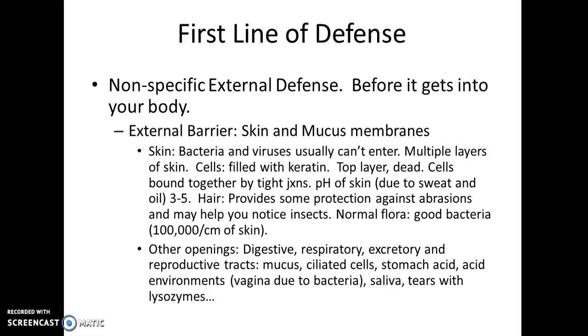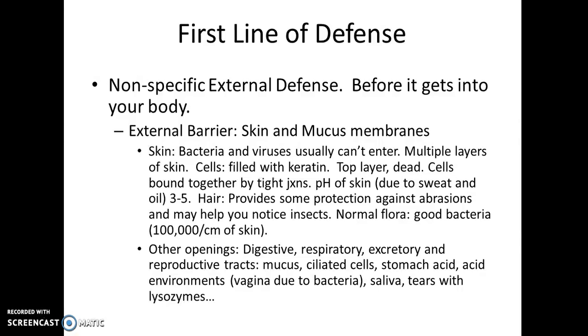Now, skin, the bacteria and viruses usually can't enter because the skin cells are filled with keratin. That's really tough. They're dead cells on top, and they're held together by tight junctions, so things can't get between the cells. So it's great. The pH of skin due to sweat and oil is slightly acidic, from 3 to 5, and the hair provides protection against abrasions and may help us notice that things are crawling on our skin. Because, you know, when the hairs on your arm or something move, you look down all the time and try to smack it away. Well, that's what hair does.